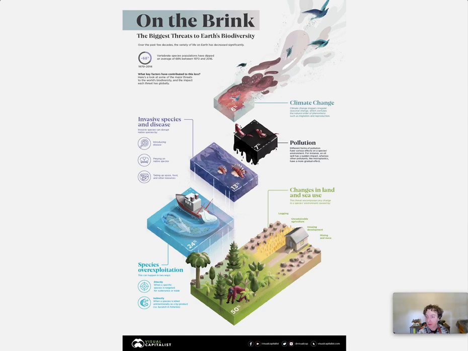However, despite its importance, Earth's biodiversity has decreased significantly over the last few decades. In fact, between 1970 and 2016, the population of vertebrate species fell by 68% on average worldwide.